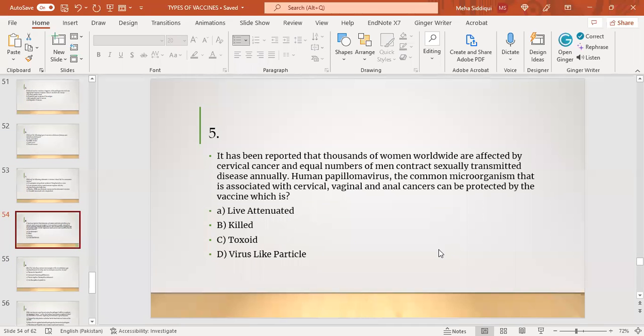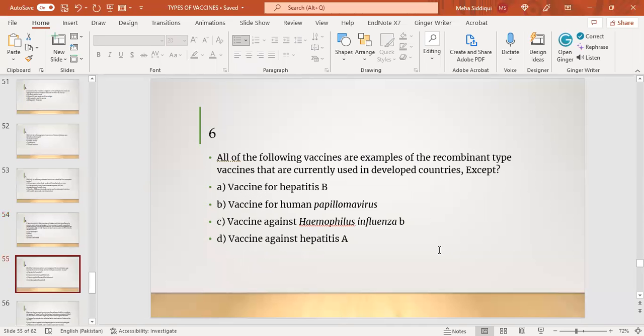MCQ number 5. It has been reported that thousands of women worldwide are affected by cervical cancer, and an equal number of men contract STDs annually. Human papilloma virus, the common microorganism that is associated with cervical, vaginal, and anal cancers, can be protected by the vaccine, which is live attenuated, killed, toxoid, virus-like particle. Any idea? D. Yes, right answer is D, virus-like particle.